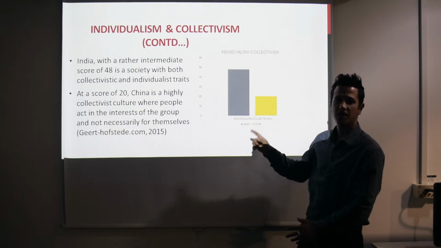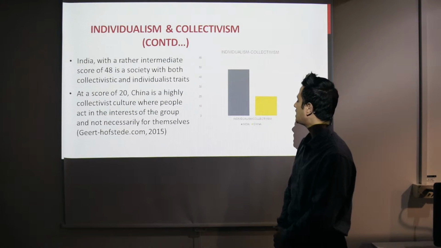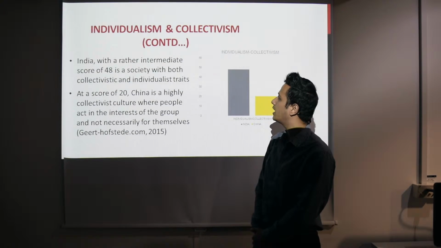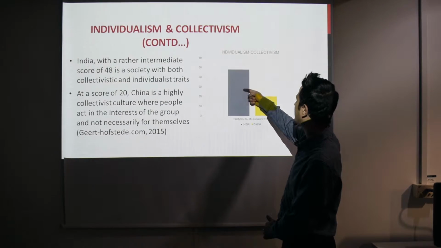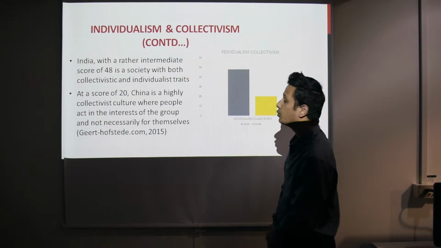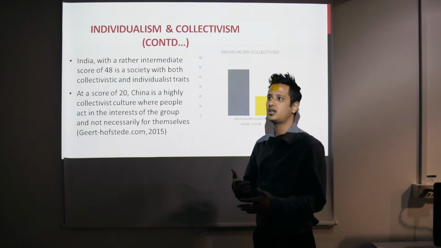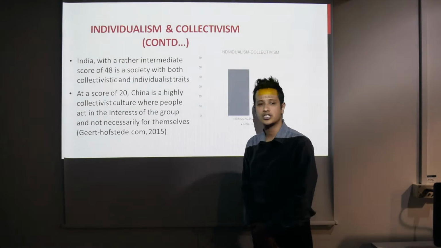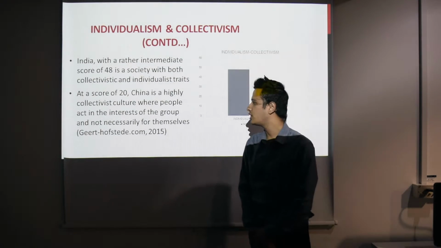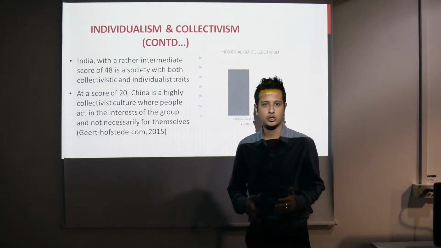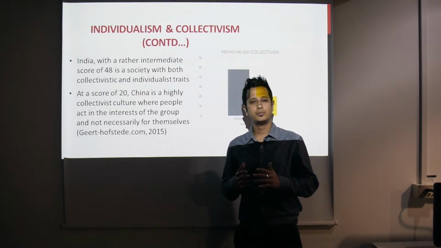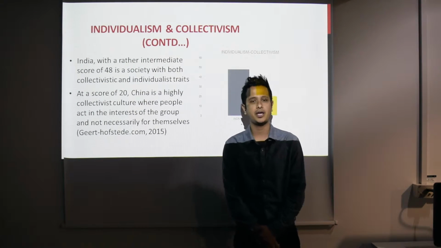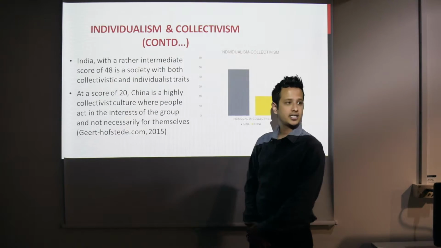Next we have the main chart, where I'll be talking about China and India, of course. It is clearly shown that India has just around 48%, where people believe in working individually, whereas China, of course, is a highly collectivist culture where people act in the interest of a group and not necessarily for themselves. So that is all about the chart on individualism and collectivism. Now my friend Rahul will take the next slides. Thank you.